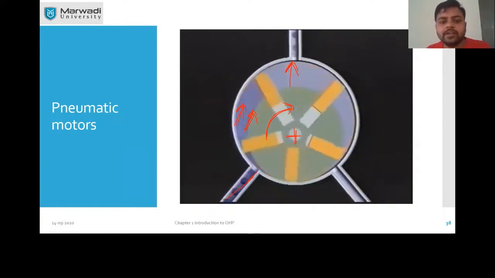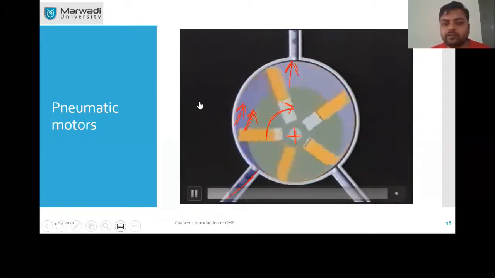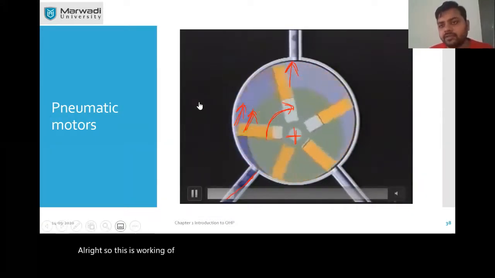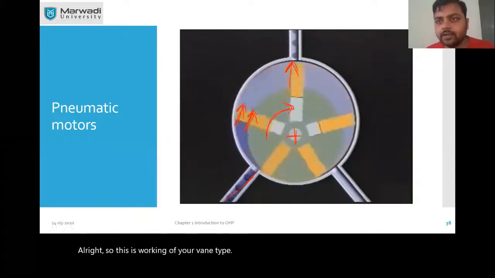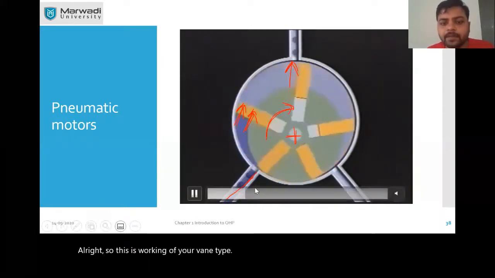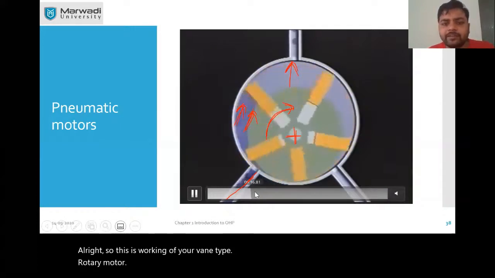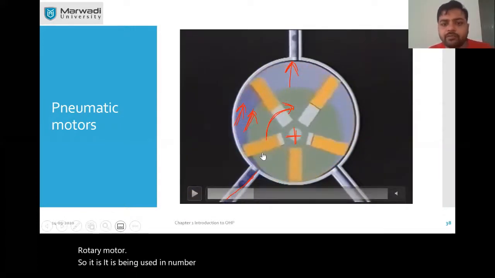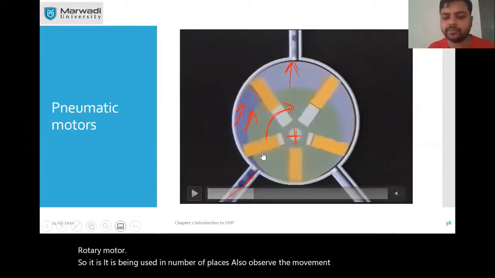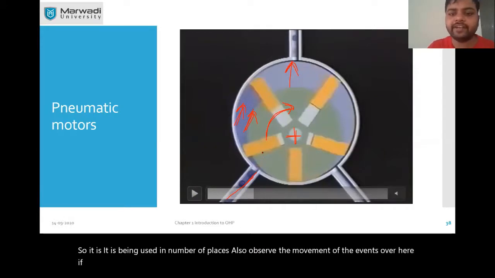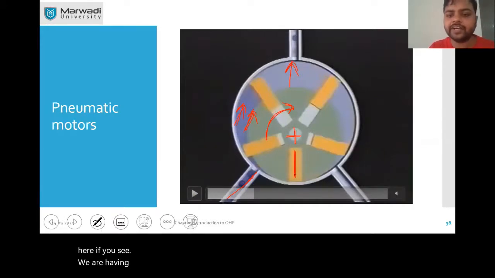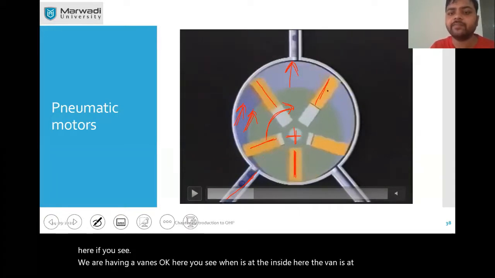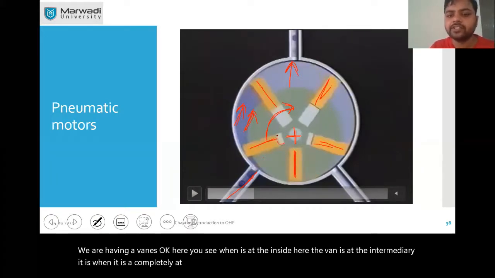All right. So this is the working of your vane type rotary motor. It is being used in a number of places. Also observe the movement of the vanes. Over here, if you see, we have vanes. Here the vane is at the inside, here the vane is at the intermediary, and here it is completely at the outside. So just observe the white space.